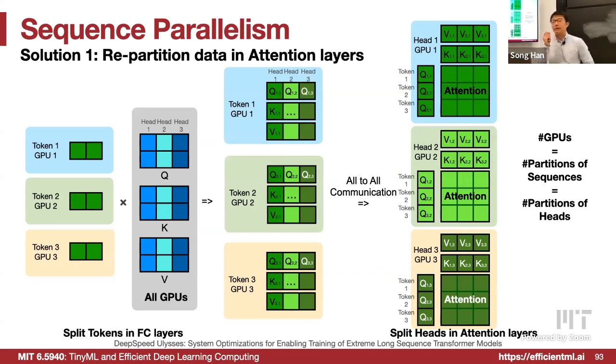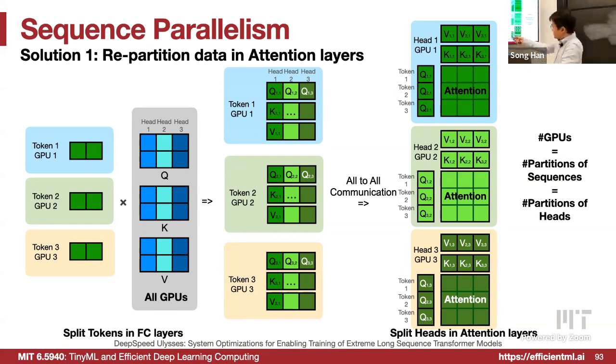Okay, I'm going to introduce two methods. Feel free to come up with a third one in your final project. But solution one is a popular technique called DeepSpeed Ulysses, which is very widely used these days to repartition the data in the attention layer. So how do we do that?